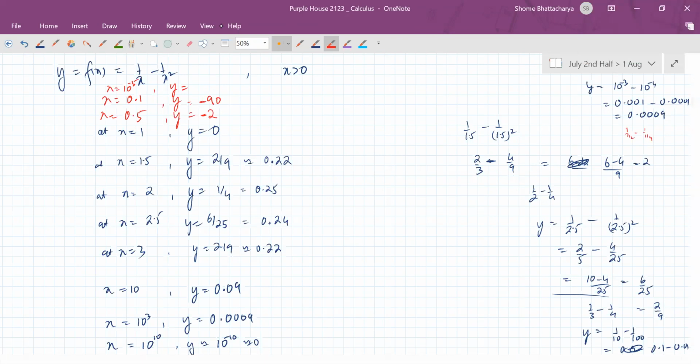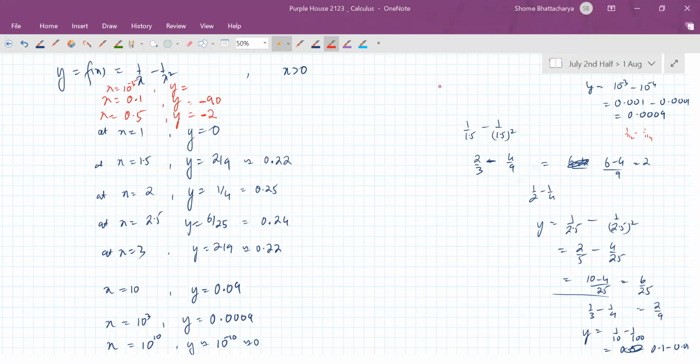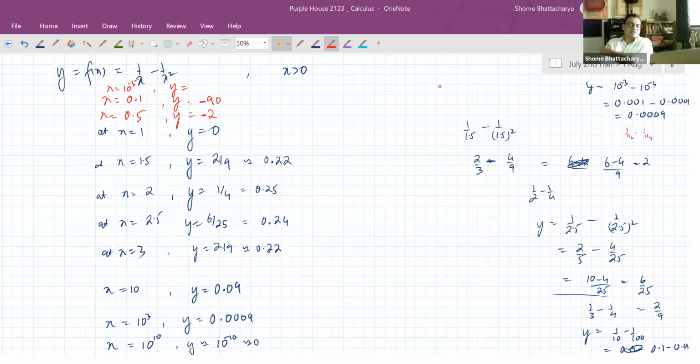Sir, -2. Minus that you're seeing for 0.5, no? Yes, sir. Okay. Complete all three and send me in the text message. Those who have finished the first two, just work it out for 10 to the power minus 5.